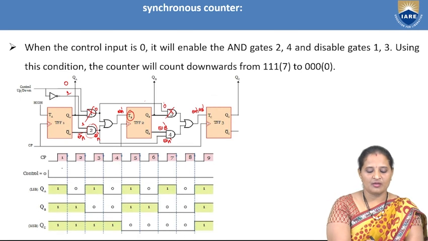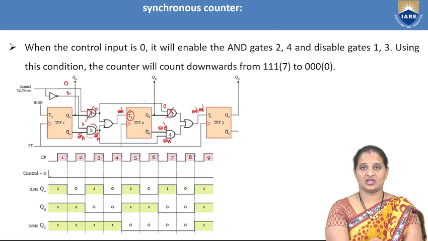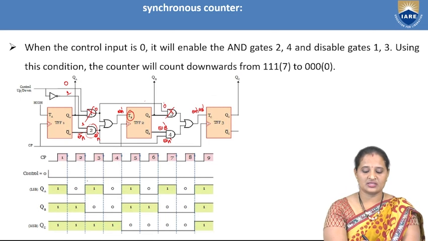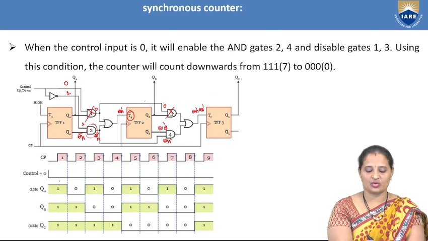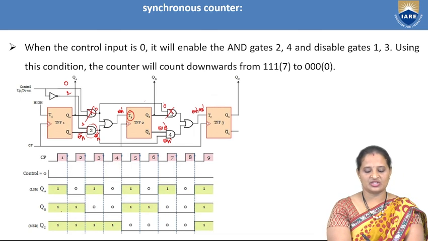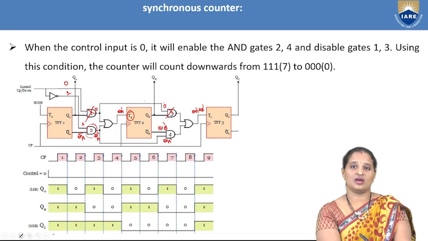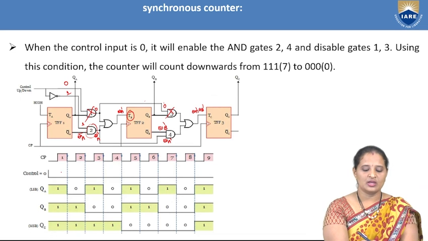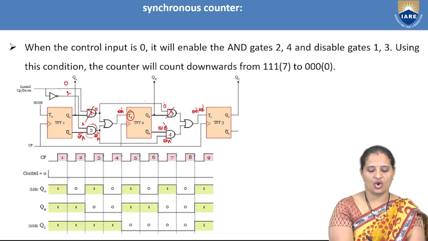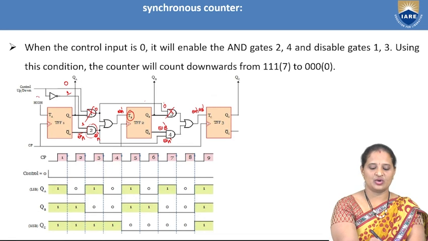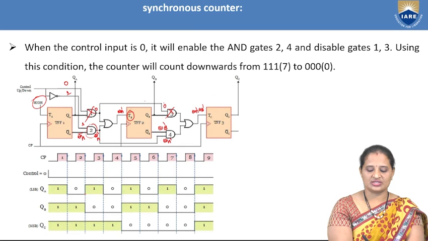So now let us see the output of this synchronous up down counter when the control input is 0. So now the control input is 0. Initially I have considered all the outputs as ones here. So now during the negative edge of the clock, what happens? The first flip flop changes its state because it is connected to high.